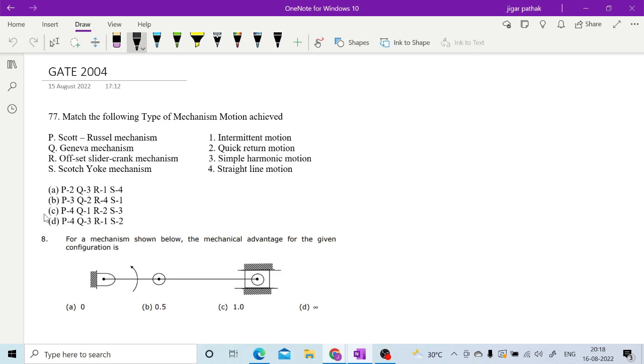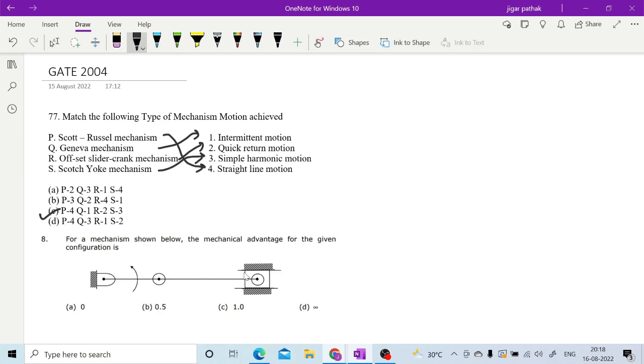Here the answer C is correct because the Peaucellier mechanism is the straight line mechanism. The Geneva mechanism is an intermittent mechanism. The offset slider crank mechanism is the quick return mechanism, and the Scotch yoke mechanism is the simple harmonic mechanism.